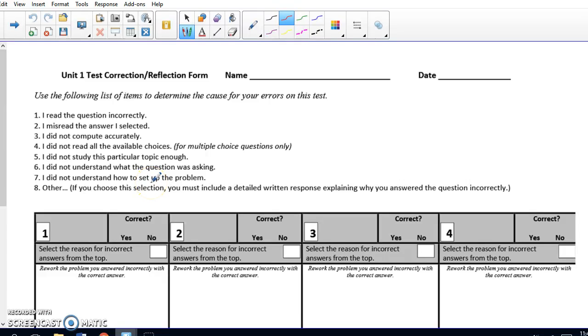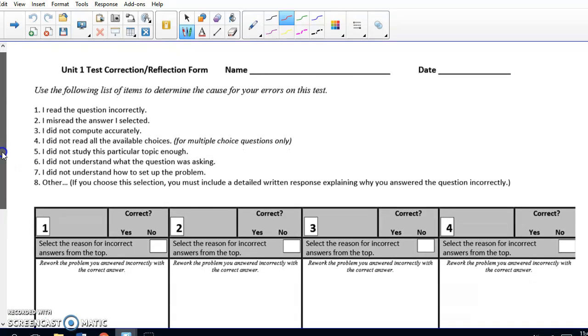Okay, this is your test correction reflection form. I just wanted to go over to make sure that you guys understand how to use your reflection form to get your extra credit points when you do your corrections. First of all, put your name on your paper. So I'll start and I'll put my name on the paper.